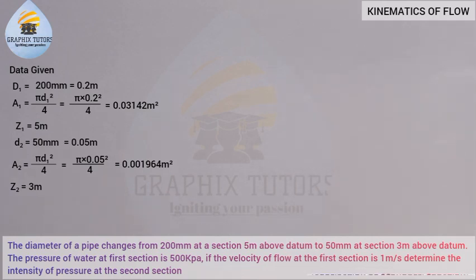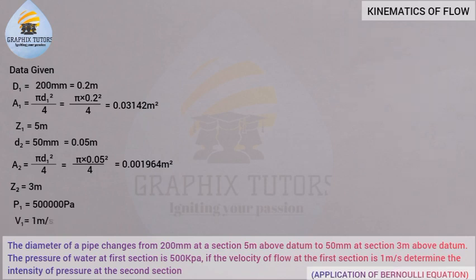Now move forward. The pressure of water at that first section, that is P1, is 500 kilopascal, right? So P1 is equal to 500 kilopascal. I have to convert it into Pascal alone, so it will be 500 times 1000, right? And that'll give us 500,000 Pascal, or 500 times 10 raised to the power 3 Pascal. Now we move forward. It says if the velocity of flow at the first section is 1 meter per second, so we're talking about V1 now, equals to what? 1 meter per second.